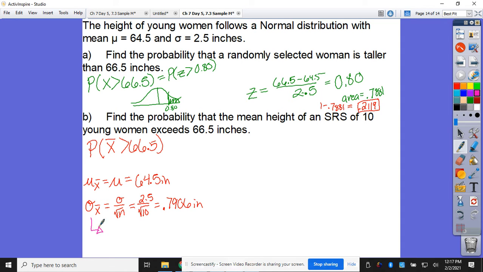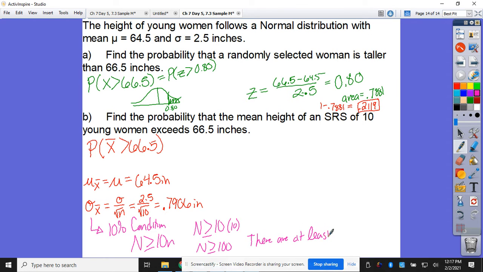So now I can find Z if I check my stuff first. This one, I need to check the 10% condition to be able to use it. So capital N is greater than or equal to 10n. I'm plugging in 10 as my lowercase n. So I need at least 100 what? So they're at least 100. All it says is young women, so we should go with as specific as the problem.